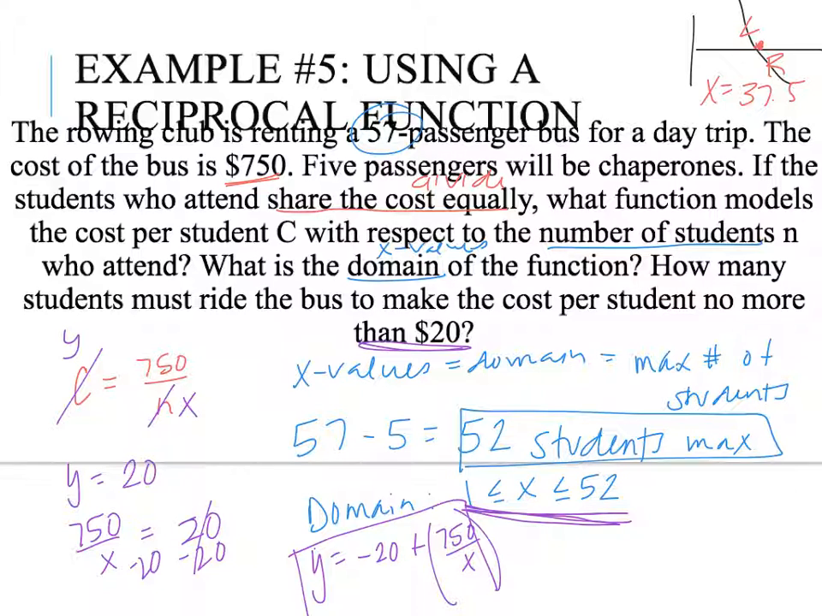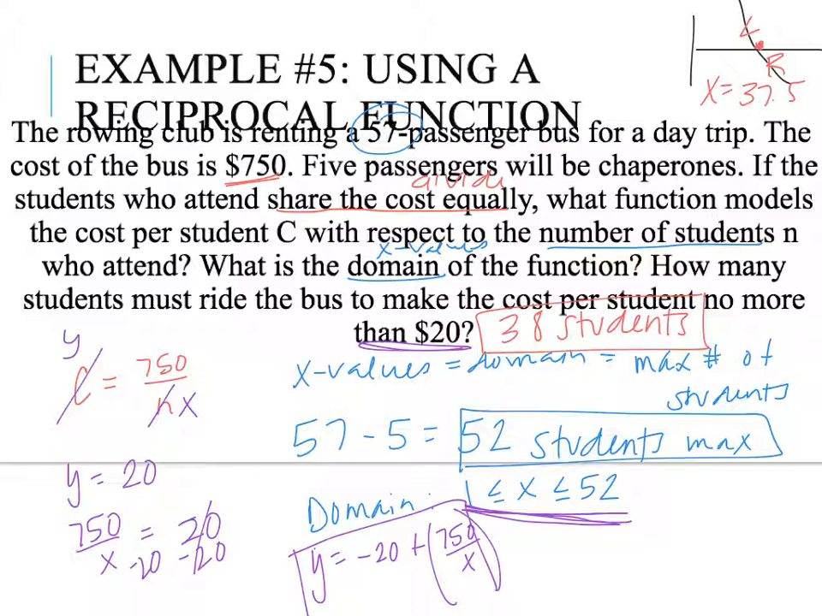Now, here's the deal. We need to have whole numbers. We can't have half of a student. So we need to figure out, do we need 37 students or do we need 38 students? Let's see. If I do 750 divided by 37, that would mean that every student pays $20.27. But we said no more than $20. So try again. 750 divided by 38 will give you $19.73 or 74 cents a student. So you'd have to have 38 students. And we are done.